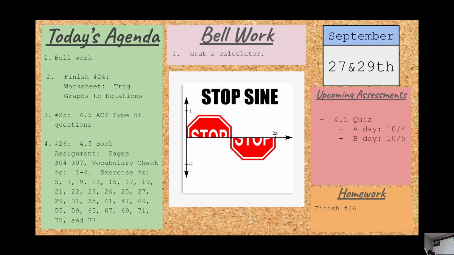Anything from the vocab check? I didn't know what that was. Number 4. D, this number that you add or subtract would be a vertical shift. That's how it goes up or down.